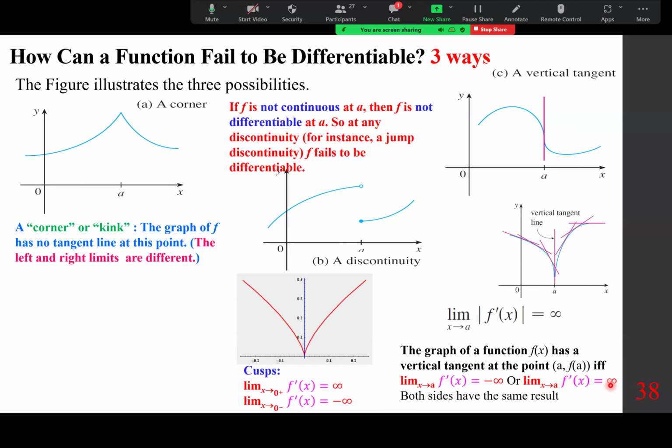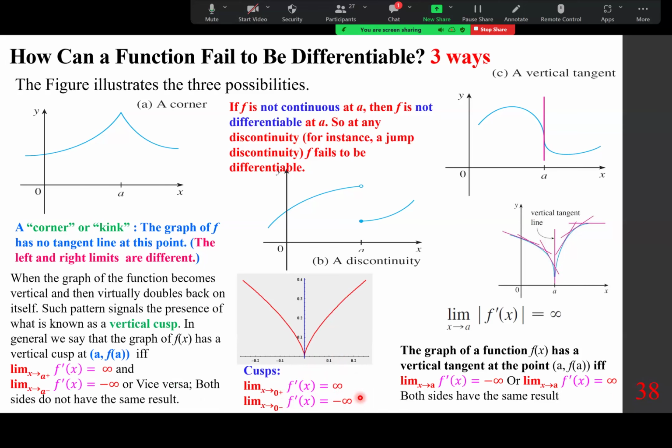Finally, we have what's called a cusp. The limit of f prime of x as x approaches, for example, 0 from the right is infinity, but from the left is negative infinity. So when the graph of the function becomes vertical and then virtually doubles back on itself, such a pattern signals the presence of what is known as a vertical cusp. In general, we say that the graph of f of x has a vertical cusp at a comma f of a if the limit of f prime of x as x approaches a from the right is infinity, but from the left is negative infinity, or vice versa.